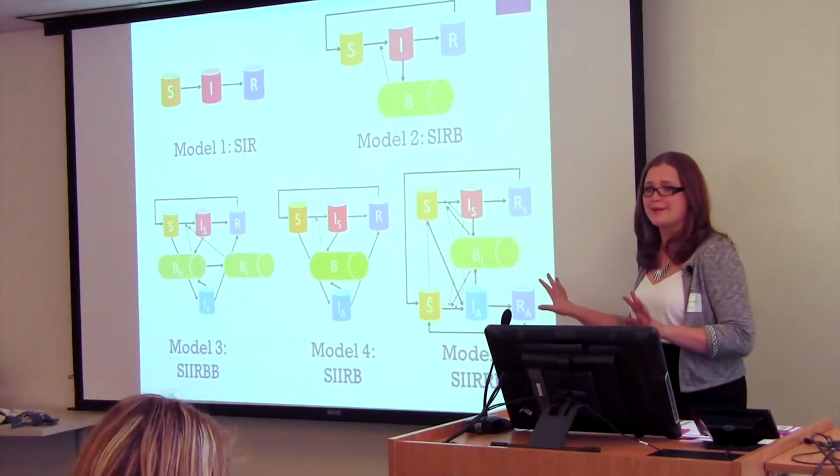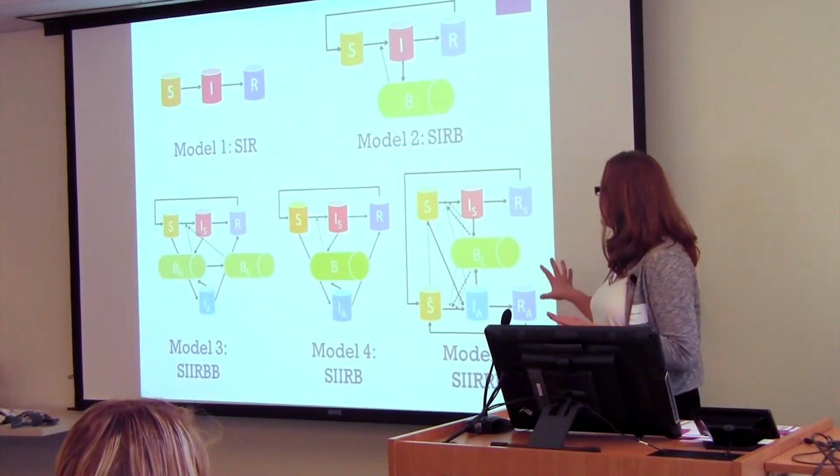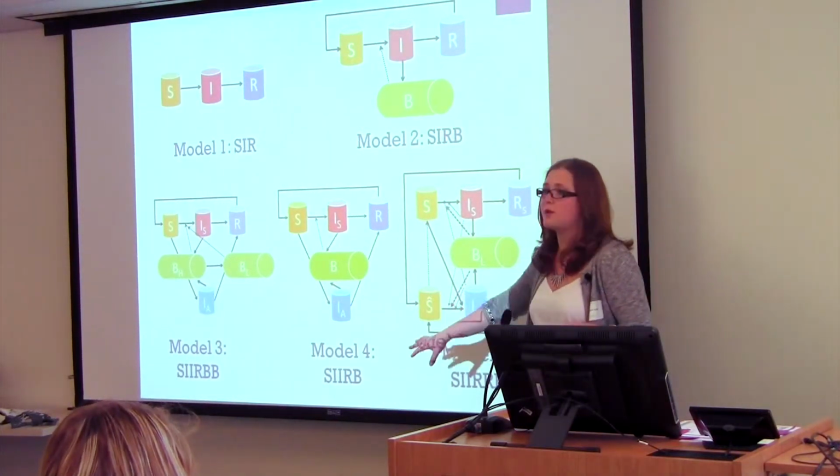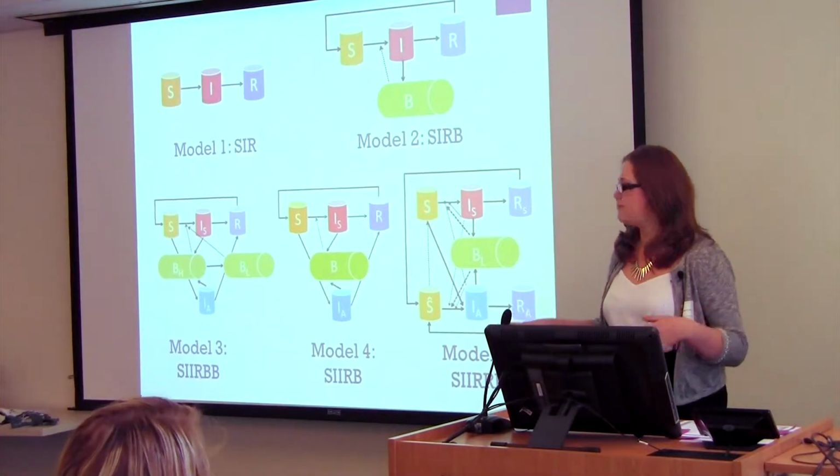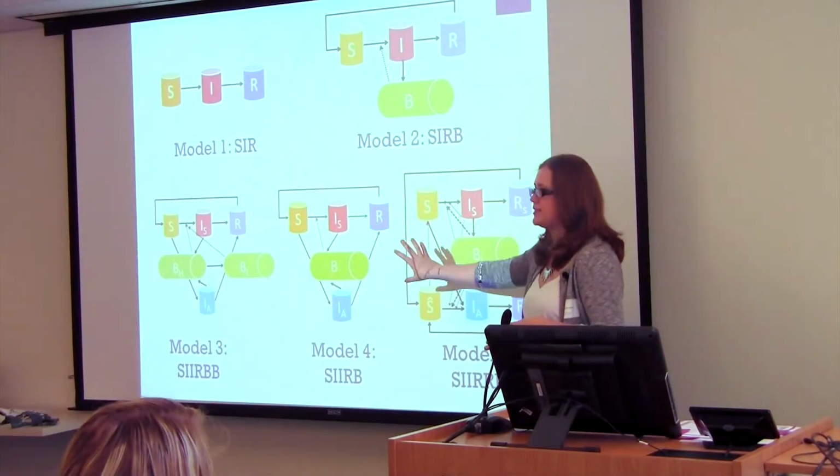This last model looks very complicated. So don't worry if you don't understand it. But in a nutshell, it just includes a group of people that were infected that have some sort of immunity now. And it includes all of the other craziness that was going on before.